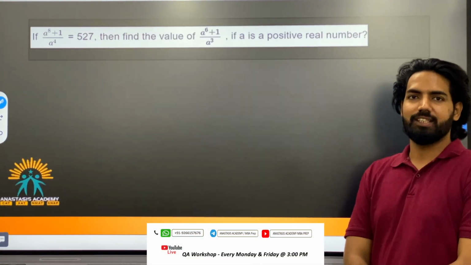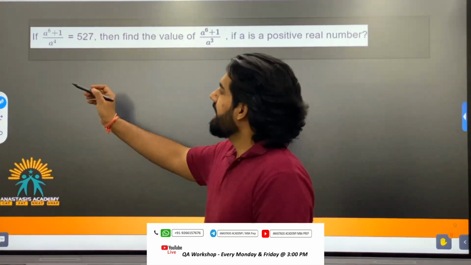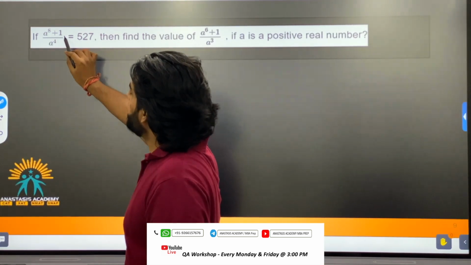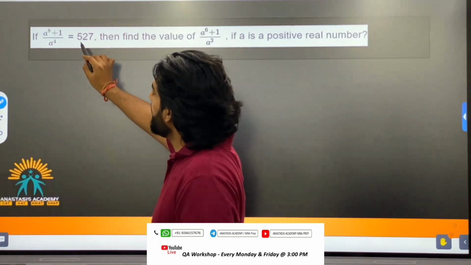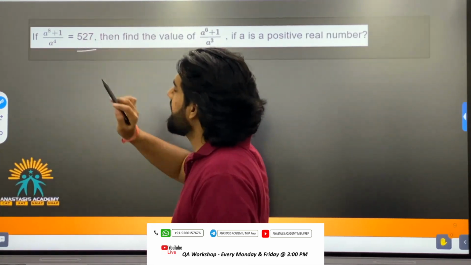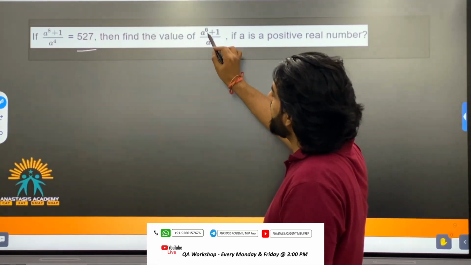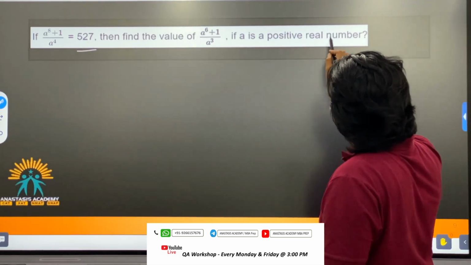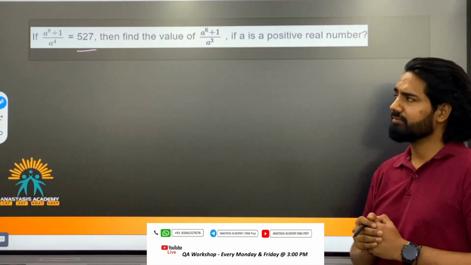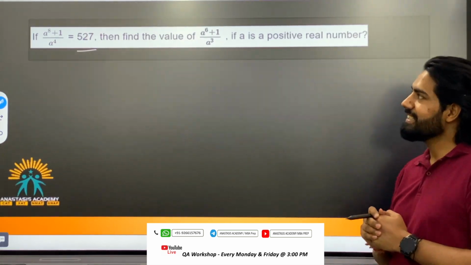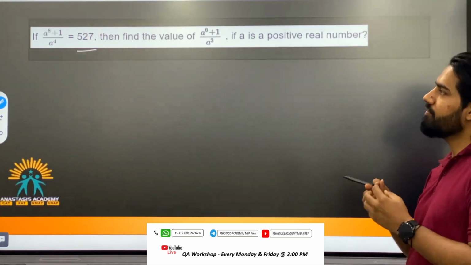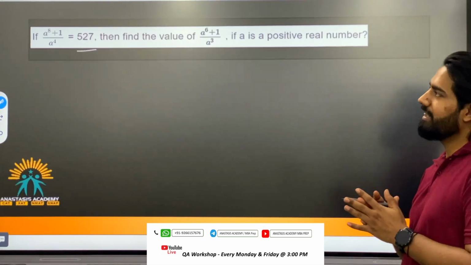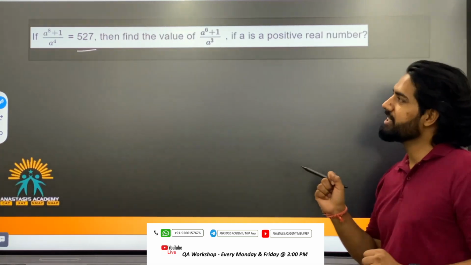Let's solve this question. If a raised to the power 8 plus 1 upon a raised to the power 4 is given as 527, then find the value of a raised to the power 6 plus 1 upon a raised to the power 3, if a is a positive real number. So this question is actually camouflaged as a tough one, but believe me, it's a very easy question.